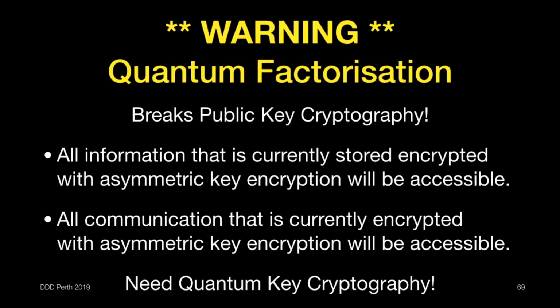So there's a warning here. Quantum factorization is coming. It breaks public key cryptography. As I mentioned, it may not happen next year, it may take 10 years, but imagine if we had to change all of our cryptography. Because when this happens, people who get these sort of computers will be able to break into all information that's currently stored in asymmetric key encryption, anything that's encrypted. It'll also be able to break into all communication that is currently encrypted: HTTP communication, SSL, all of it. So if some Russians or Chinese break this, we'll actually be open to them eavesdropping.